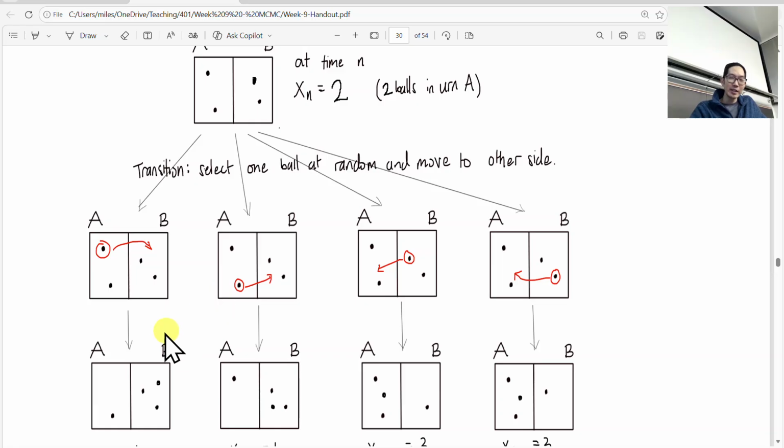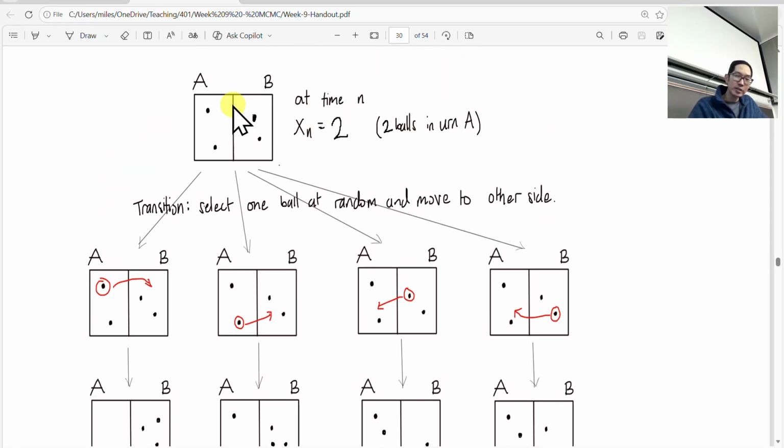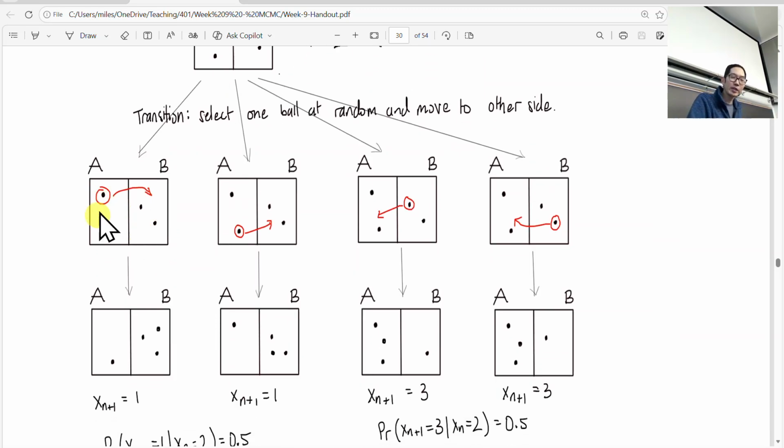And so in that case, our X represents how many balls are in urn A, or how many molecules are on side A of the room. So if I start off with 2, there's a chance of ending up at 1. So I went from 2 down to 1. I could also select this molecule, and if I do that, I've gone from 2 down to 1.